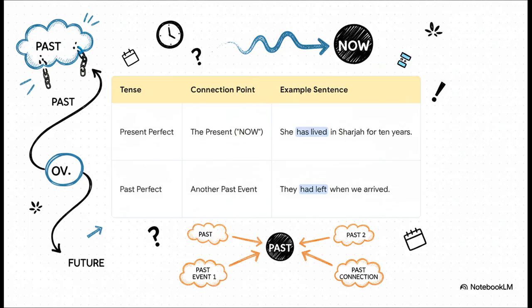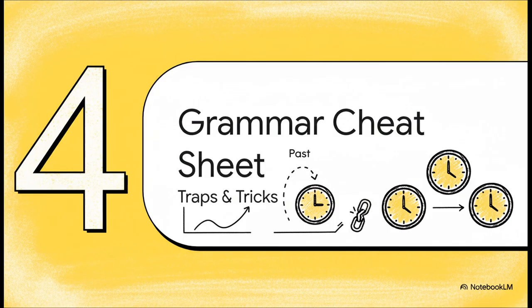And this little table just wraps it all up so nicely. The present perfect's connection point, it's now. The past perfect's connection point, it's another past event. The examples make it obvious. She has lived connects to her life today. They had left connects back to the past moment of our arrival. All right, enough with the theory. Let's make this super practical. We're going to look at a couple of common traps people fall into, and then I'll give you a simple cheat sheet so you get it right every single time.